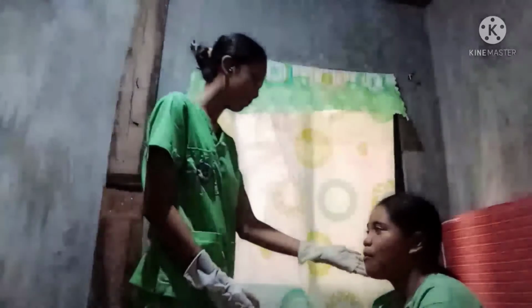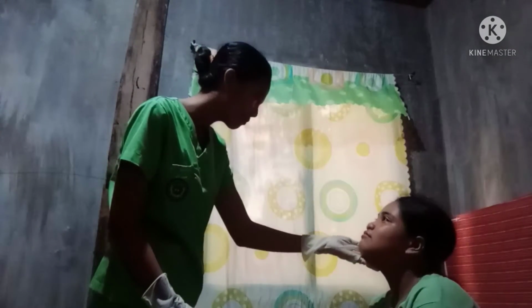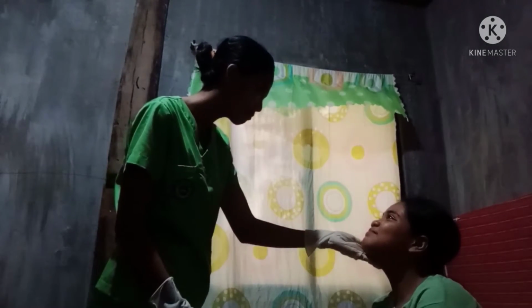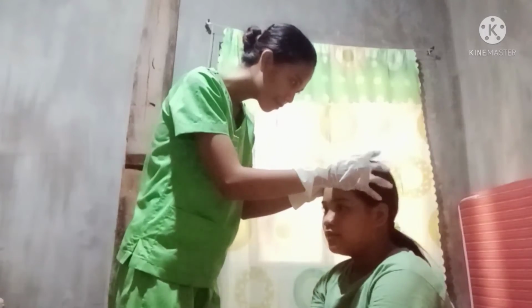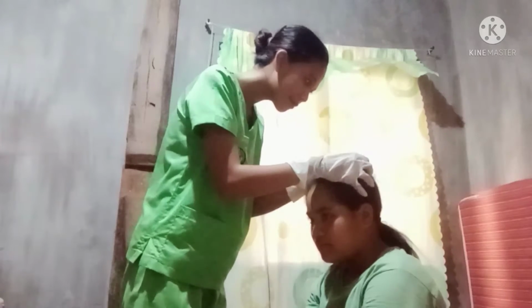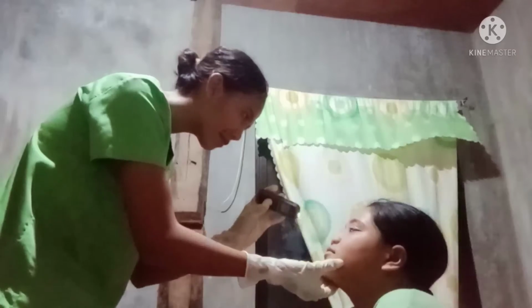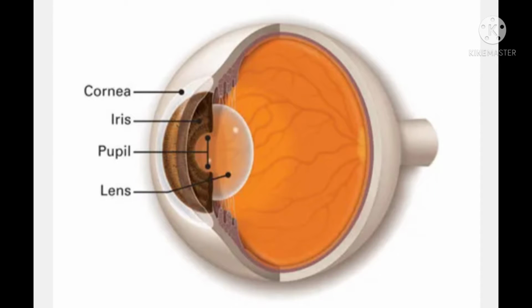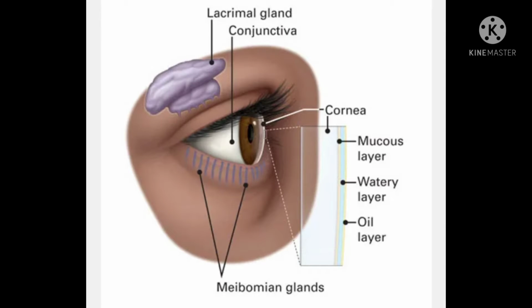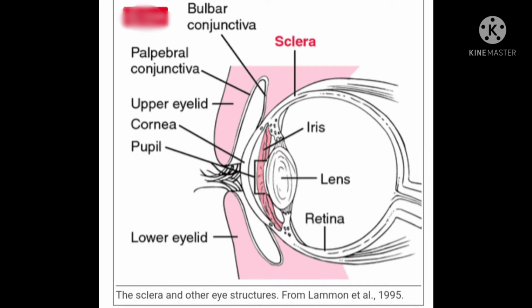Inspect the head and then the face for color, symmetry, lesions, and distribution of facial hair. Note facial expression. Palpate the scalp. Inspect the external eye structures, cornea, conjunctiva, and sclera. Note color, edema, symmetry, and alignment.